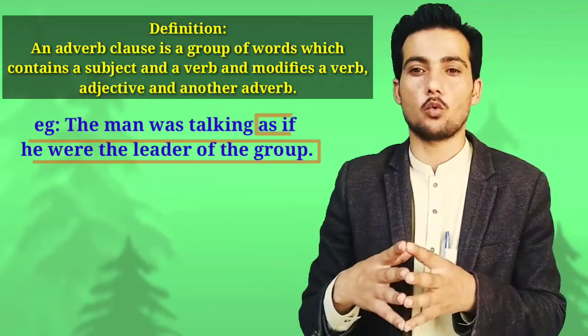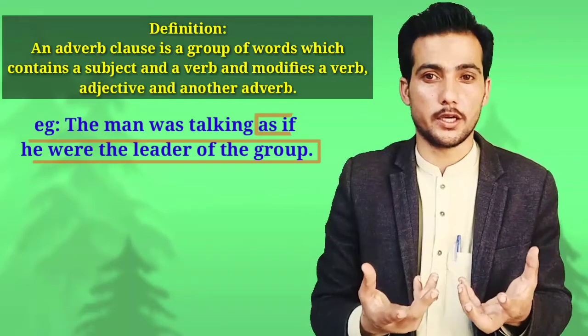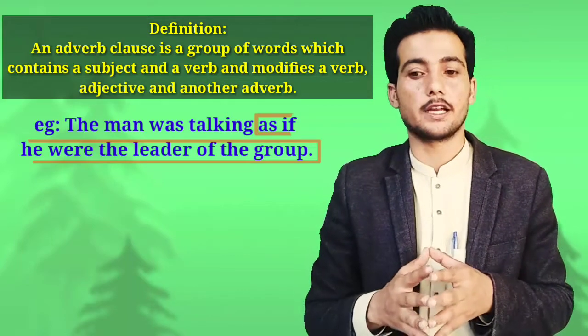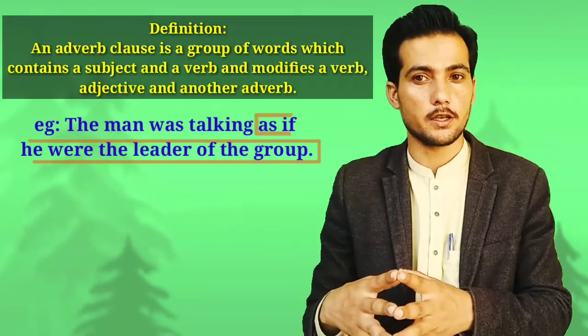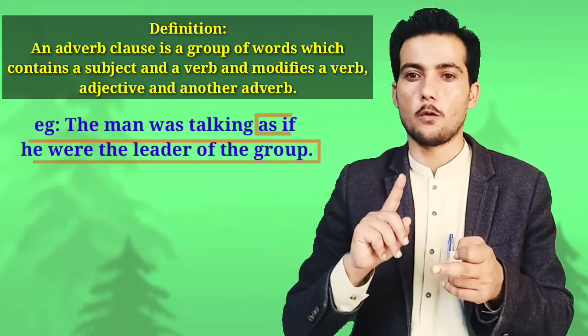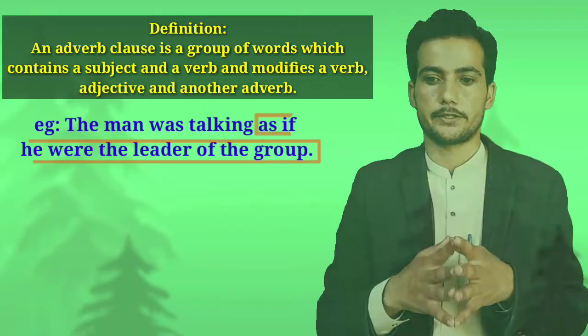It says that the man was talking, but how was he talking? He was talking in such a way that he seems to us to be the leader of that group. So that is why it is an adverb clause, because it starts with a subordinating conjunction, it consists of a subject and a verb, and it is a group of words.